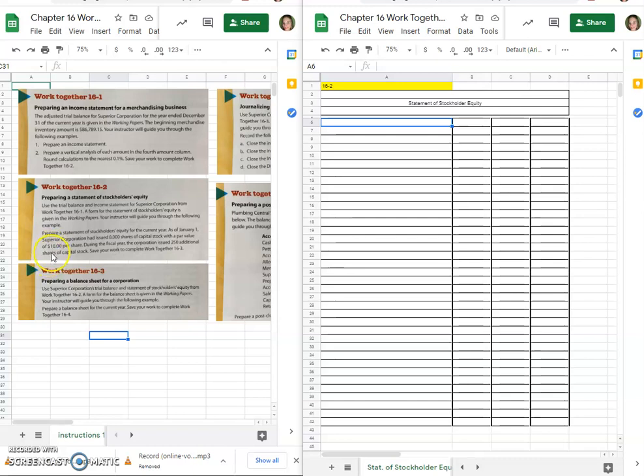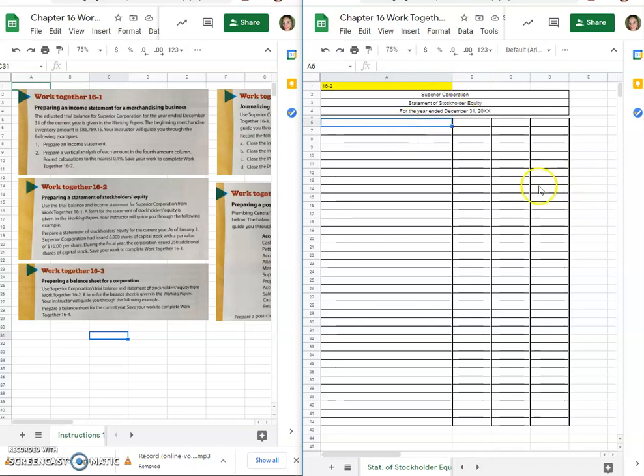So the first thing we're going to do is I've opened the instructions tab on one side of my screen, and then same workbook, but different tab, the statement of stockholders' equity. So we'll start here with the heading. The name of our corporation is Superior Corporation. So we put the name on the top line, and then statement of stockholders' equity. And then on the next line, it is for the year ended December 31st of whatever year you're working on this.